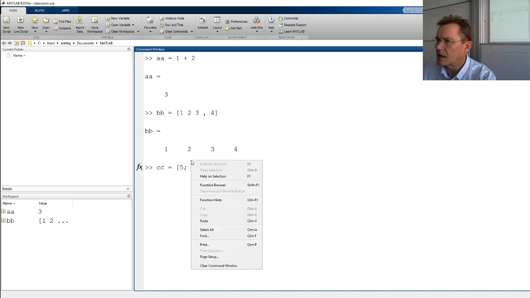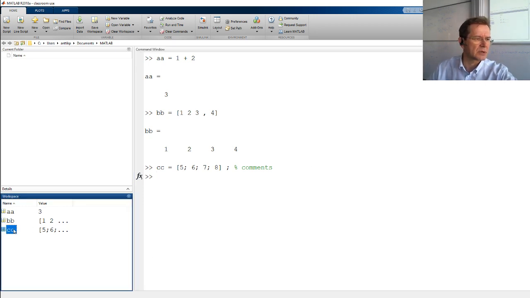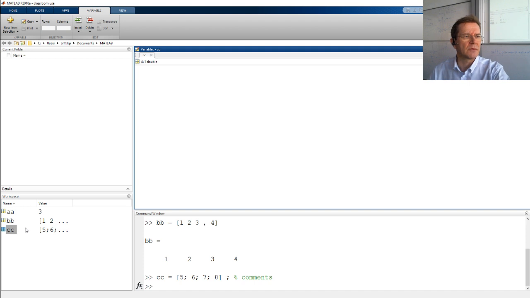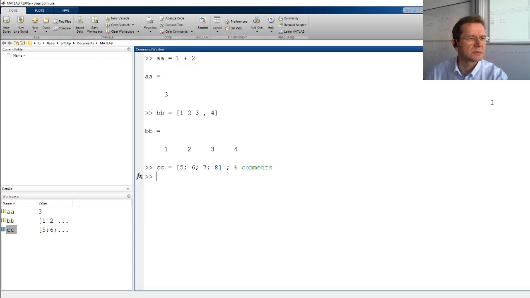And percent sign is comment. Oops, what happened? Comments. There we go. So no printout, but we still got this variable here. This is another way of looking at variables. There's a matrix editor. Okay, but that just looks fun. It's just a table. Good. And now we have BB and CC.